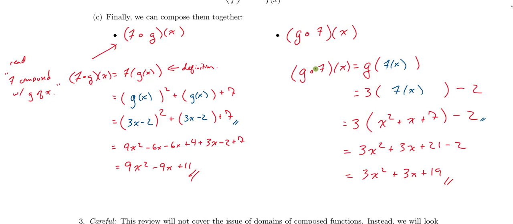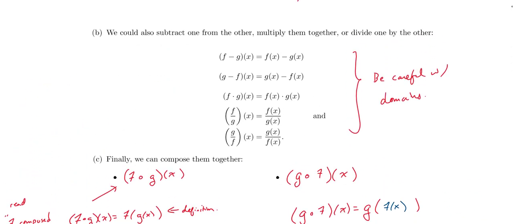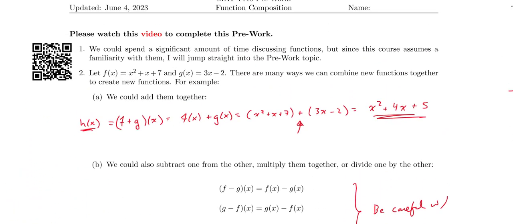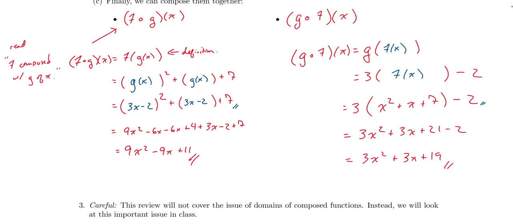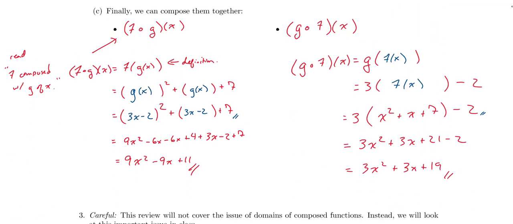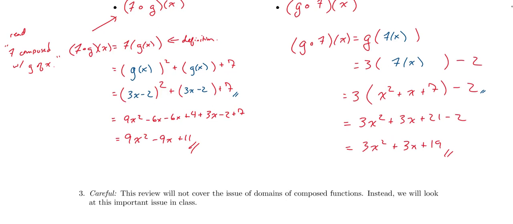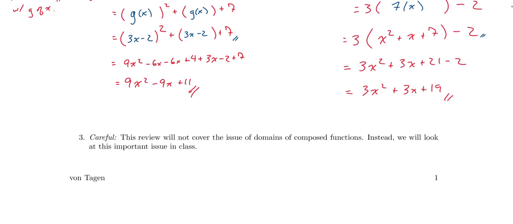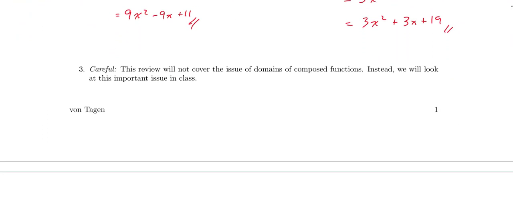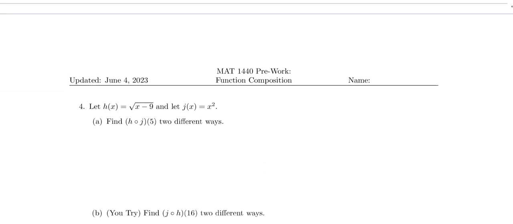Folks, at this point in the pre-work, all I am doing is highlighting a procedure. I haven't really explained why we would want to take the composition of two functions, and we're going to look at that in class. So for right now, we're just learning this as a procedure. We're going to get a better intuition for why this is a useful procedure later on. And the other thing is this review will not cover the important issue of domains of composition of functions, and again, we'll cover that when we get to class.